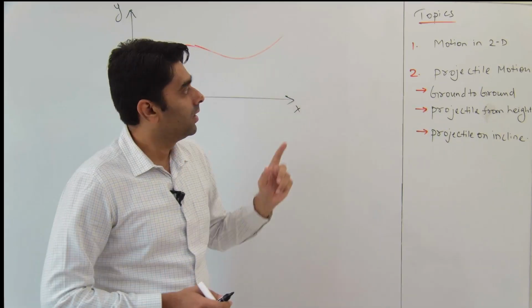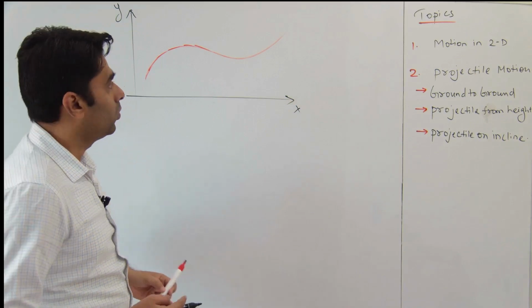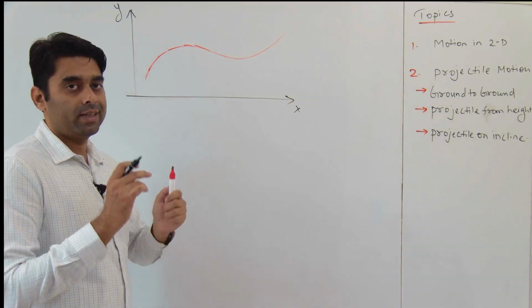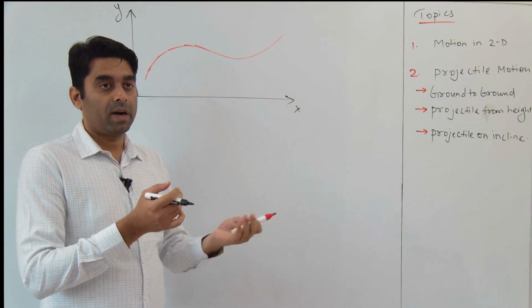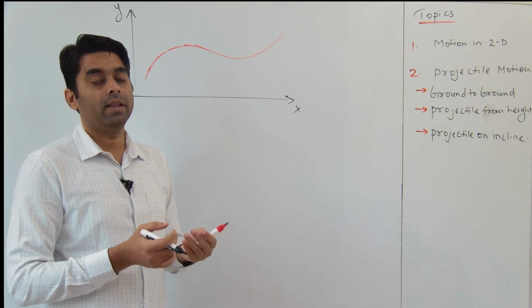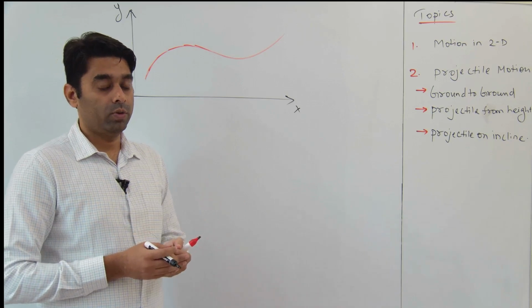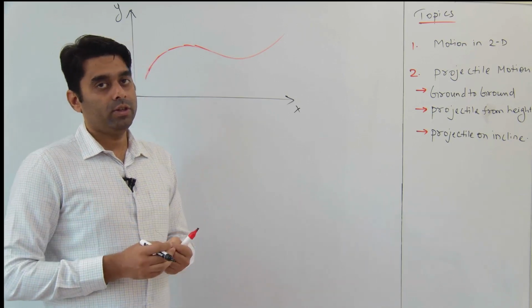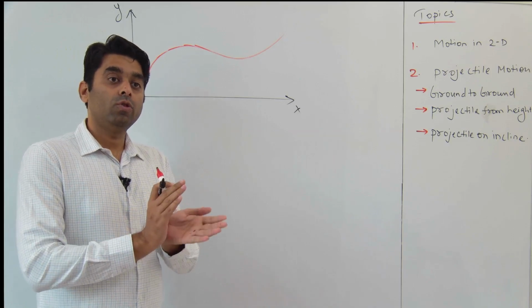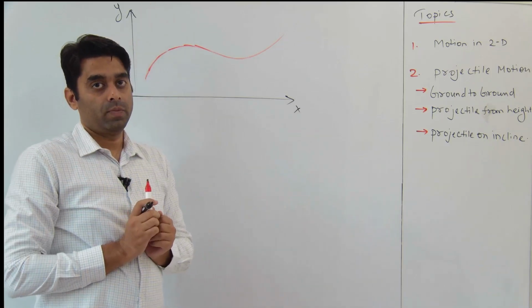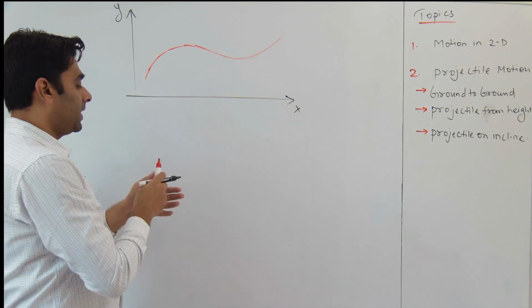So let us start. First, when we are talking about motion in 2D, what do we understand by motion in 2D? Whenever a particle is moving along a curved path, when it is having a curvilinear path, we term it as having motion in 2D. How do we deal with motion in 2D? Motion in 2D is dealt with by breaking it down into two one-dimension motions.